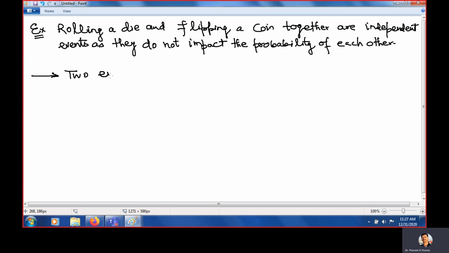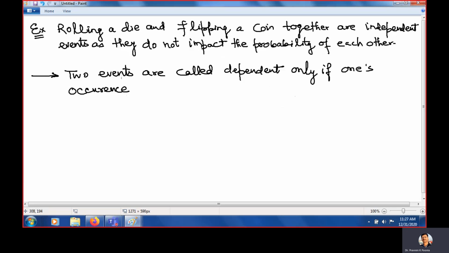And another thing you can think about is dependent events. Two events are called dependent only if one's occurrence affects the likelihood of the other. Clear?